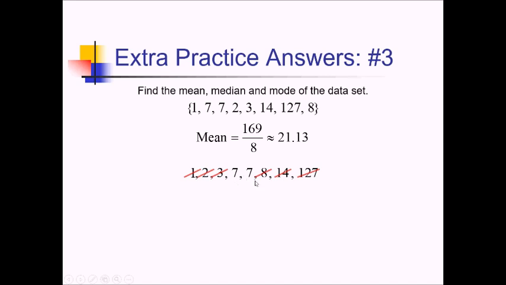I mean, you can go to the trouble of averaging them together, 7 plus 7 over 2, but you know that's going to come out to 7. So that is our median. And for the mode, that's going to be the number that gets repeated the most. The only number repeated at all in this is these 2 7s here. So the mode then is going to be 7.